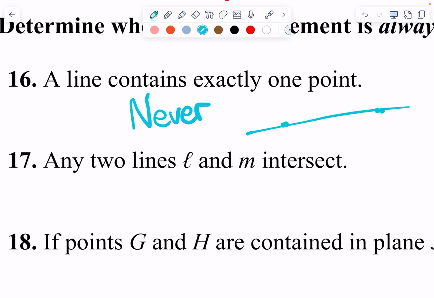Any 2 lines, L and M, intersect. Always, sometimes, never. Sometimes. Sometimes they intersect, sometimes they don't. If they don't, they are what kind of lines? They could be parallel or skew.